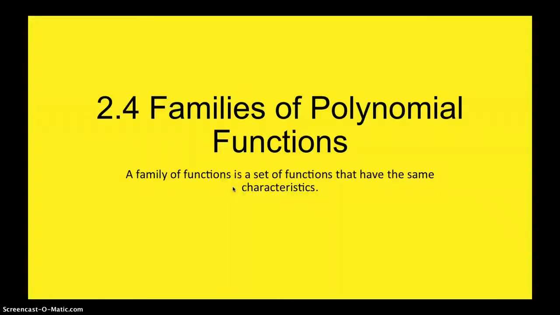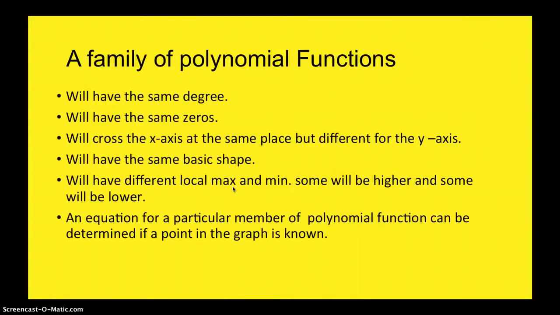Okay, now I'll be talking about chapter 2.4, which is families of polynomial functions. A family of functions is a set of functions that have the same characteristics. A family of polynomial functions will have the same degree, will have the same zeros, will cross the x-axis at the same place but differ on the y-axis, will have the same basic shape, and will have different local max and min, some higher and some lower. An equation for a particular member of the polynomial family can be determined if a point on the graph is known.